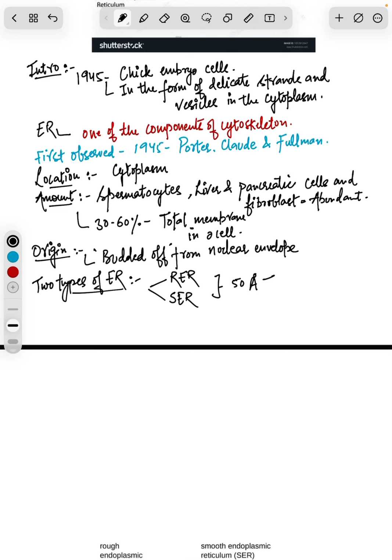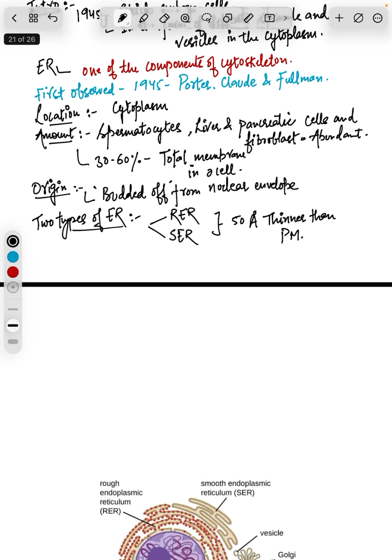The ER membrane is thinner by 50 angstrom than that of the plasma membrane. Means ER is 50 angstrom, while the plasma membrane is 80 to 100 angstrom thick.